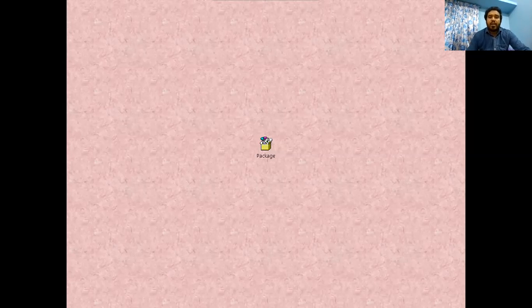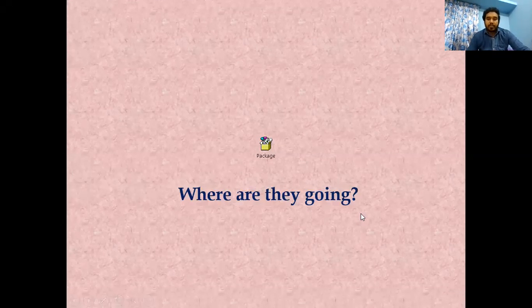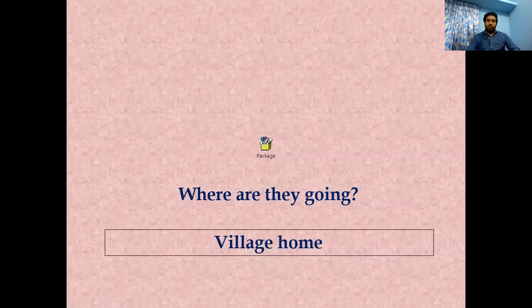You can see people are all around here. Why are they taking this type of risk? Actually, there is a reason, and we are going to find out what the reason is. Where are they going? Do you know? They are going to their village home. This is a really common scenario nowadays because our Eid al-Fitr is approaching after 1 or 2 days.